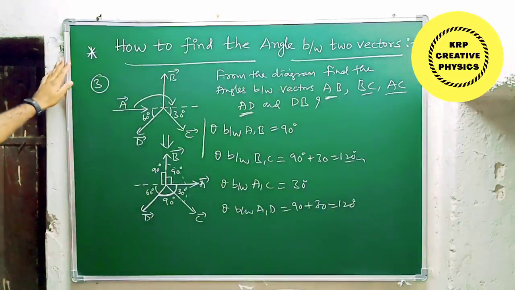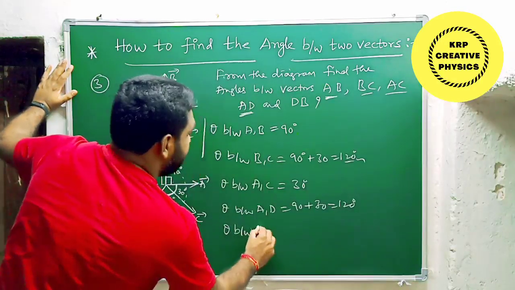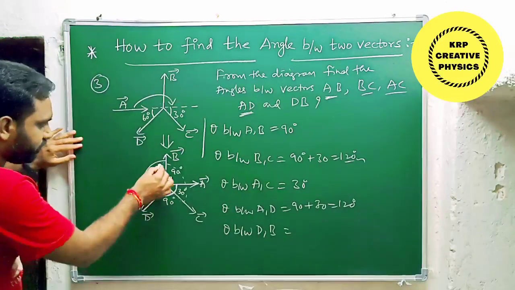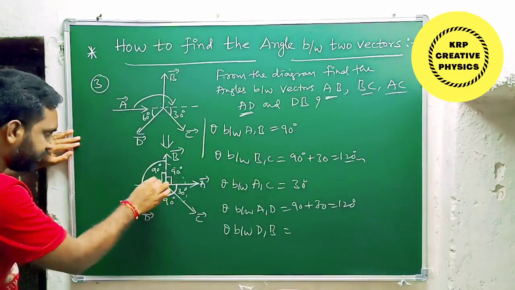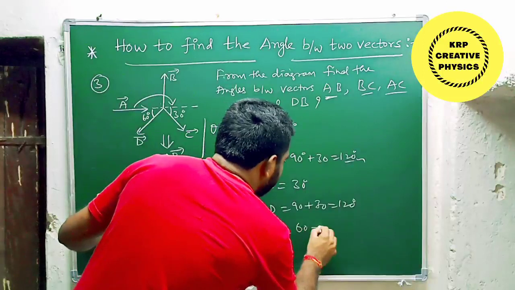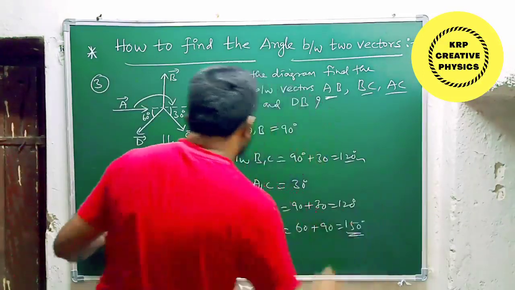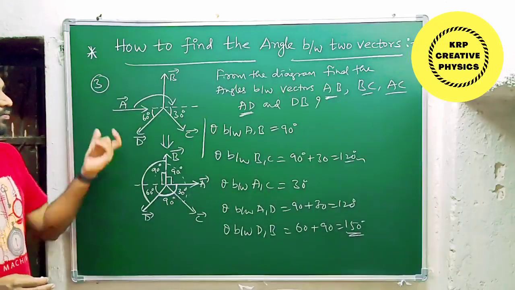So what is the remaining angle here? DB, theta, the angle between D and B. Just try to observe. This is D and this is B. This is the biggest angle. 60 plus 90, how much? 150. It's okay, less than 180 degrees means it is valid. 90 plus 60 equals 150 degrees. So in this way we can find the angles between any two vectors from any diagram.